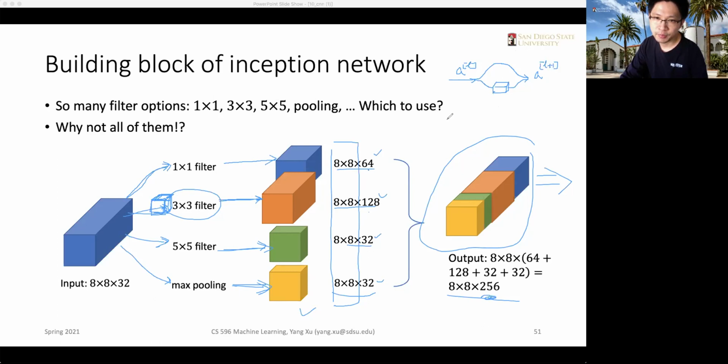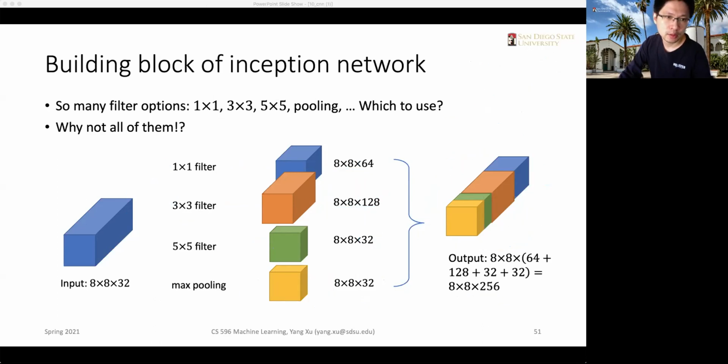So we can have multiple ways to go through so that the model is more flexible. The model has more freedom in deciding which filters to use, which parameters to use.